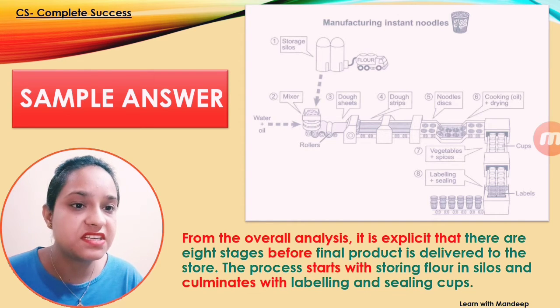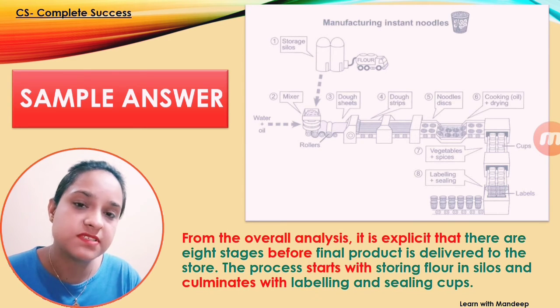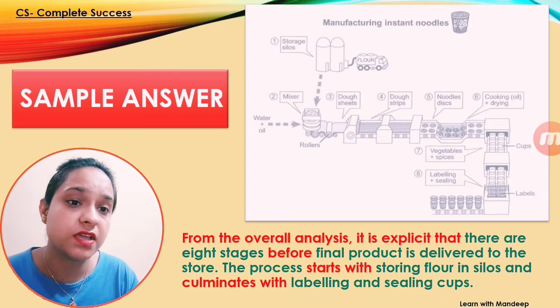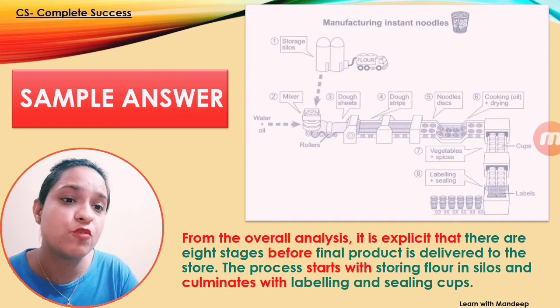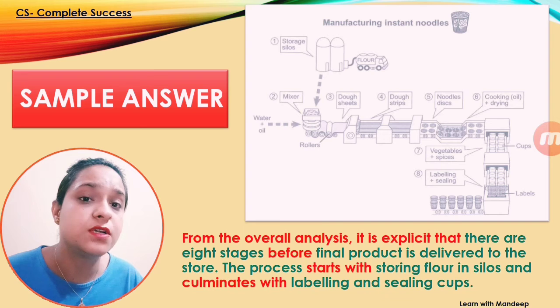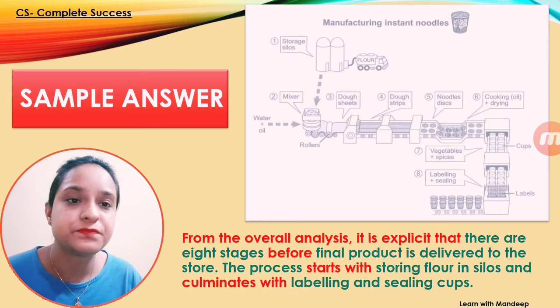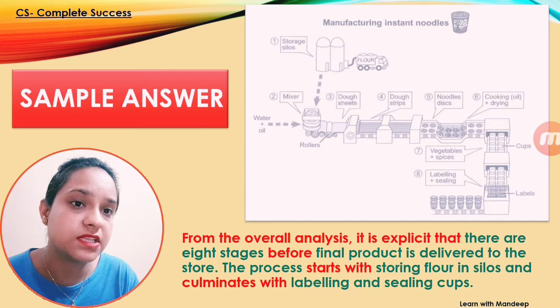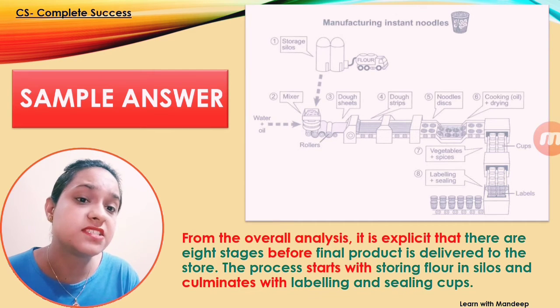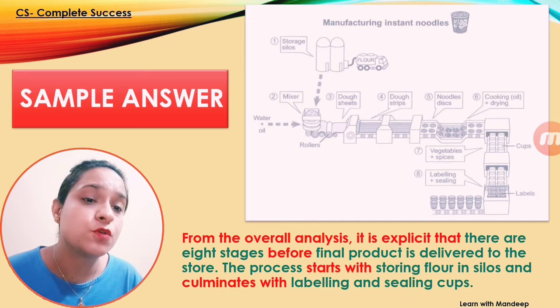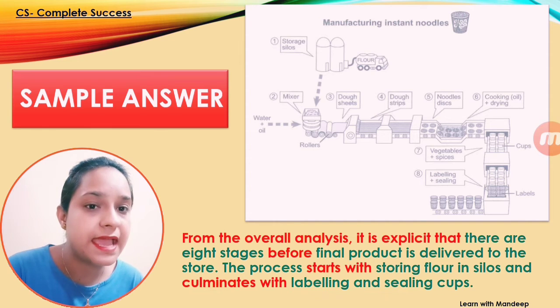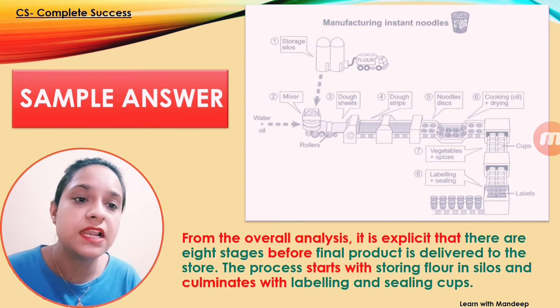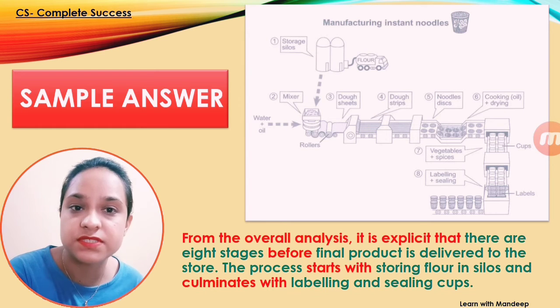You can simply write that there are 8 stages in the process, but that is really a simple description. As a product is produced, obviously that product will go to the market. So we can write it as: before the final product is delivered to the store or market. And then the process starts with what? Storing in the silos. And then we can write: the process starts with storing flour in silos and culminates with labeling and sealing cups.